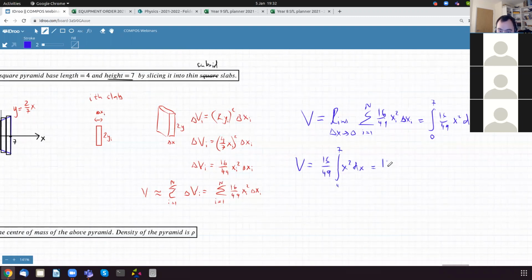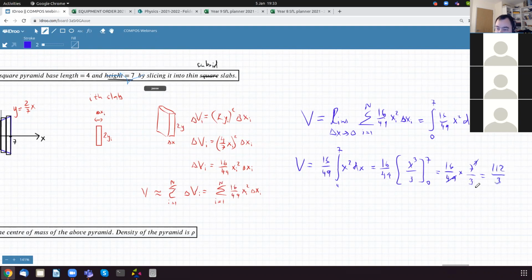So it's going to be 16 over 49 square bracket x cubed over 3 from 0 to 7, and 16 over 49 multiplied by 7 cubed over 3, and 7 cubed cancels with 49. 16 times 7 is 112 over 3. Cool. So we found the volume.